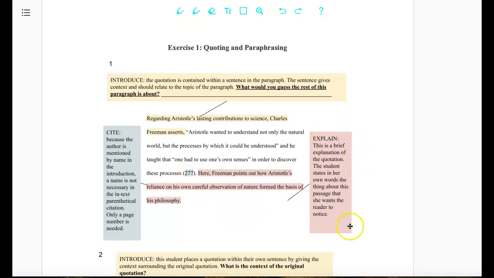All right, let's talk about explain. Here, Freeman points out how Aristotle's reliance on his own careful observation of nature formed the basis of his philosophy. This is a brief explanation of the quotation. The student states in her own words the thing about this passage that she wants the reader to notice. If you're ever at a loss, if you're ever not knowing what you should put in the bottom slice of your quotation sandwich, you can always simply state in your own words what you want your reader to notice about that quotation.